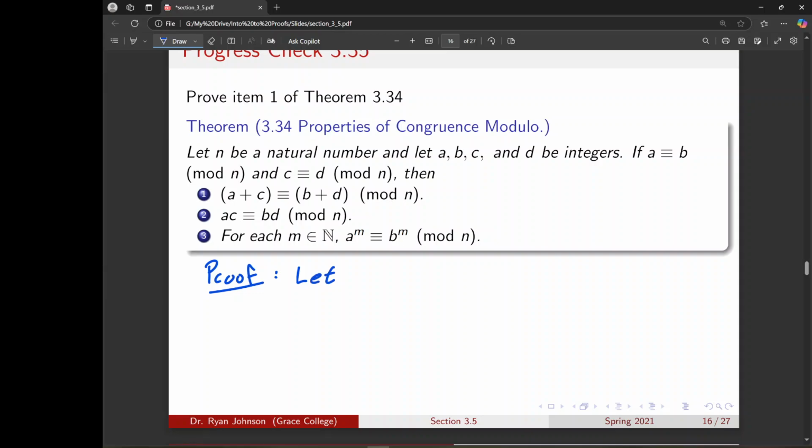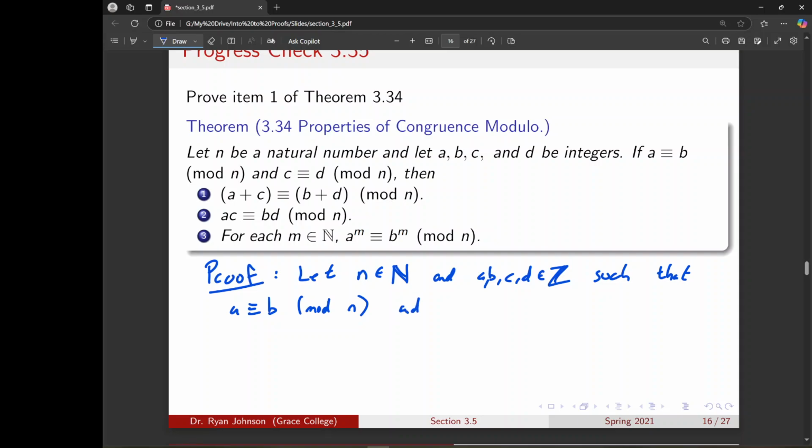So we'll let a, b, c. No, I need to let n be an integer first. Let n, I'm going to use shorthand, be a natural number, and a, b, c, d be elements of the integers, such that a is congruent to b mod n and c is congruent to d mod n. Now notice I did my proof in one sentence. They're both fine. How the book did it and how I did it are both fine.